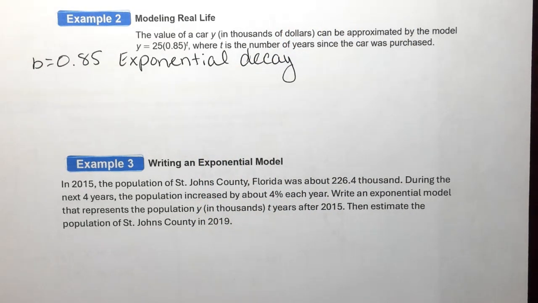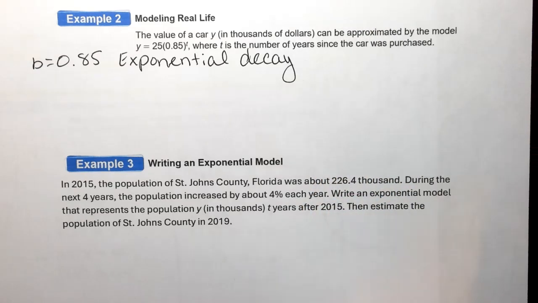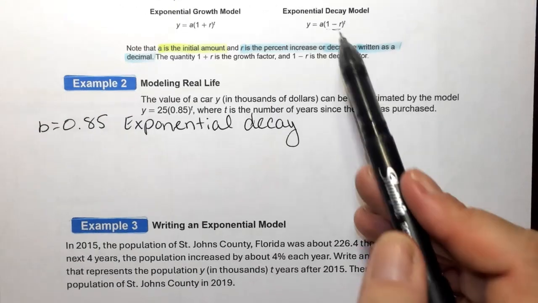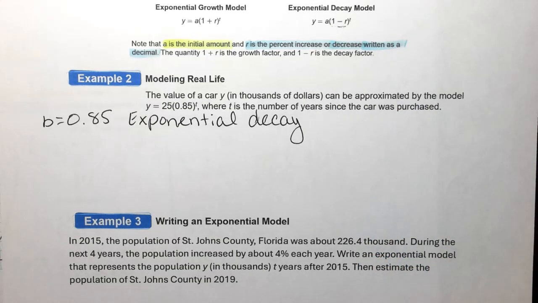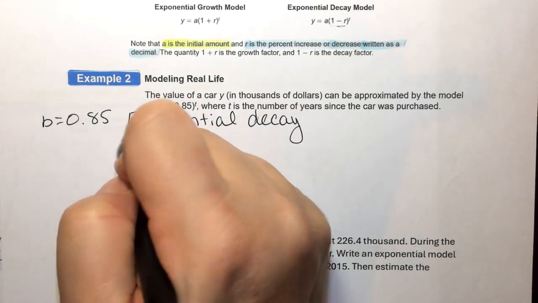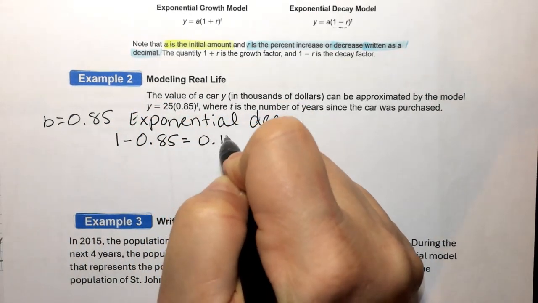Now we have to identify the annual percent increase or decrease in the value of the car. Because t is given in years and the decay factor is 0.85, we're going to put it into our decay model. So 1 minus r, remember, r is the percent of increase or decrease, written as a decimal. If we take 1 and subtract 0.85, we get 0.15.